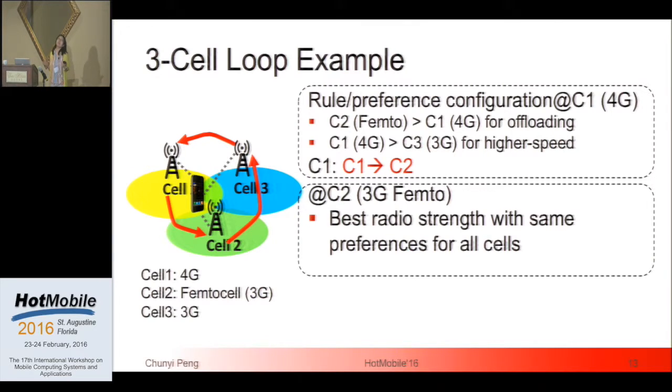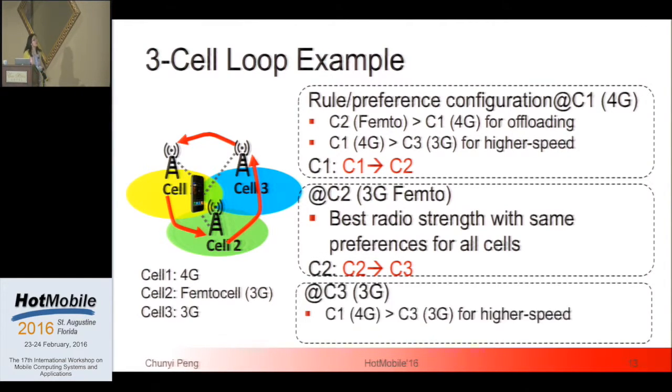He may think, I believe all the cells have the same preference, but the one with the strongest radio coverage should be my choice. So in this case, if the 3G cell is stronger than cell 2, then he may move to the 3G cell. And after he moves to the 3G cell, it has another preference: I believe 4G always has higher preference than me because 4G likely will have high speed. So he will move to 4G. Then this loop is repeated forever, and it never ends.